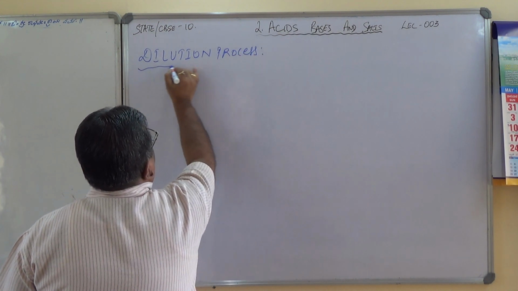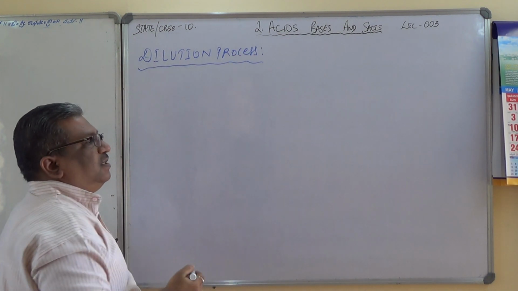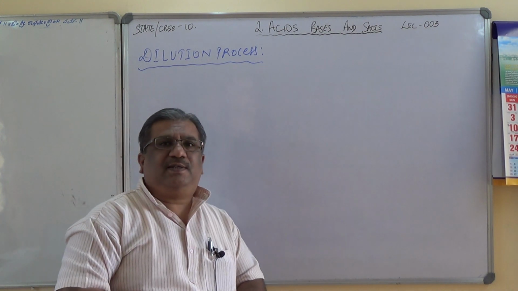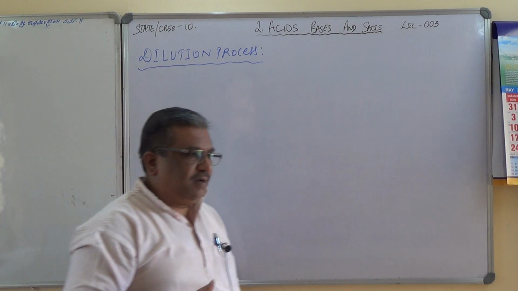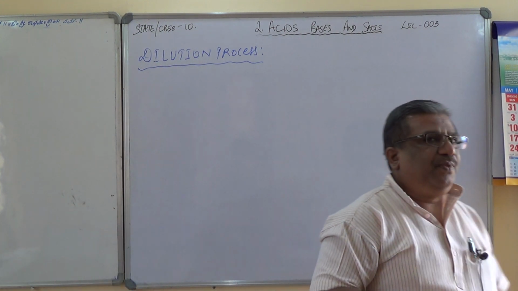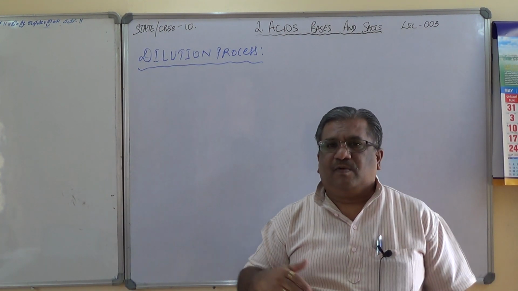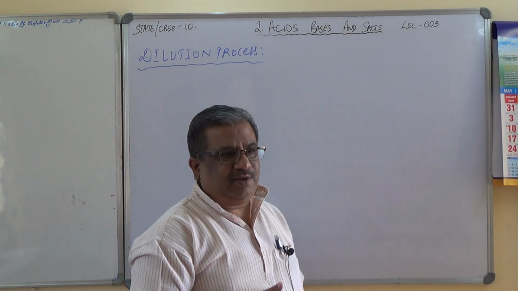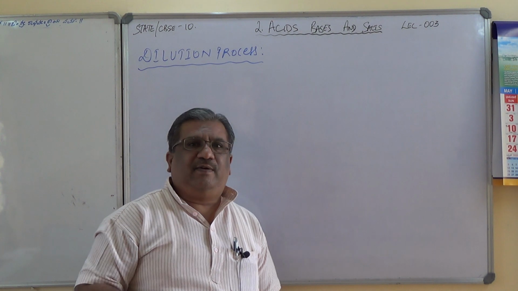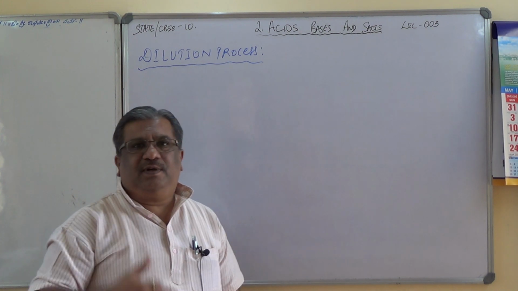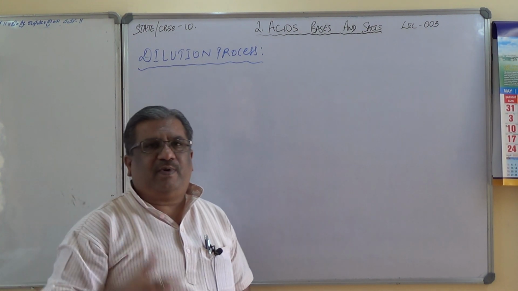What do you think is a dilution process? Simply, mixing of acids or bases in water is called a dilution process. But one important thing in this is, during the dilution process, what happens to H plus ion concentrations if acids are dissolved, and what happens to hydroxide ions, OH minus ions, if the bases are dissolved in water, is what we have to see here.